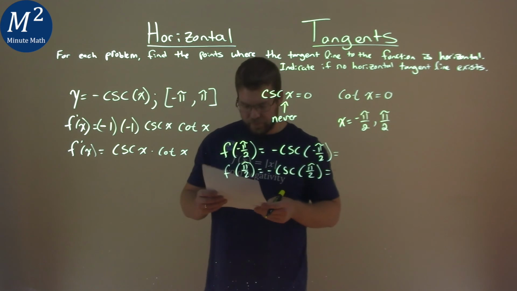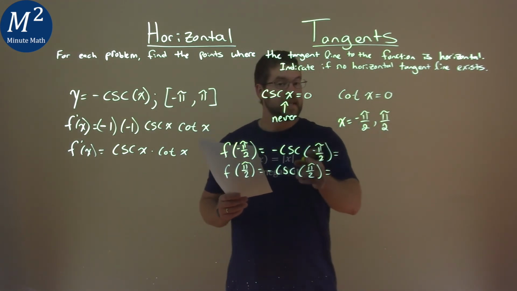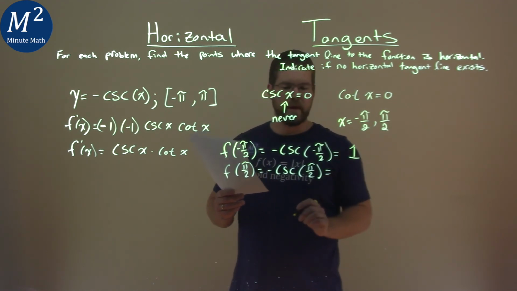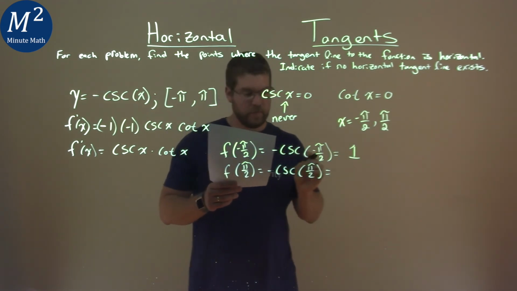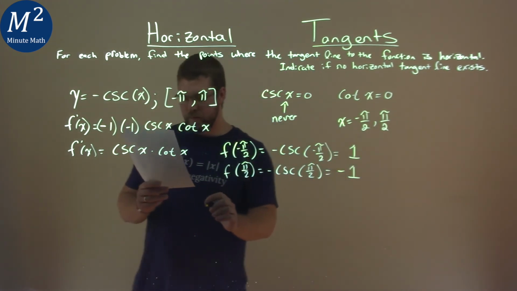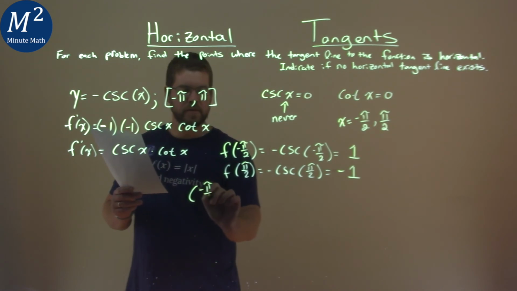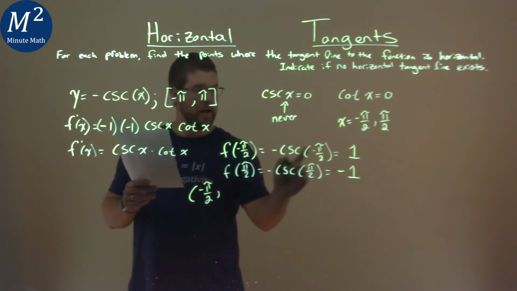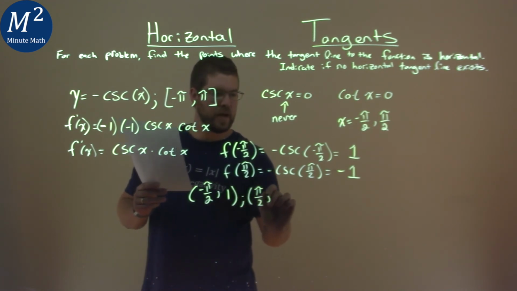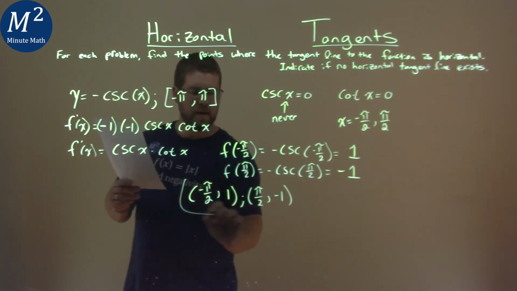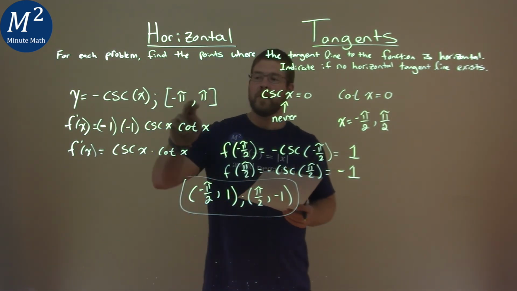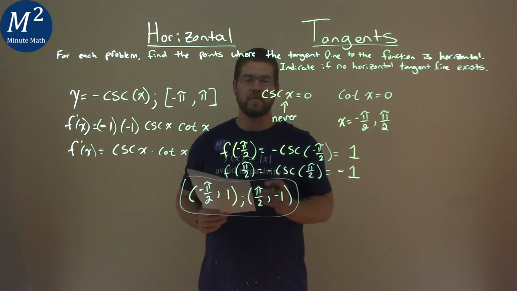And what do they equal? Well, negative cosecant of negative pi over 2 cancels out the negatives, and we have a positive 1 there. Negative cosecant of pi over 2 is negative 1. And so with that, our coordinate points here are negative pi over 2, comma, positive 1, and pi over 2, comma, negative 1. And these two coordinate points are where the tangent line of our original function is horizontal.